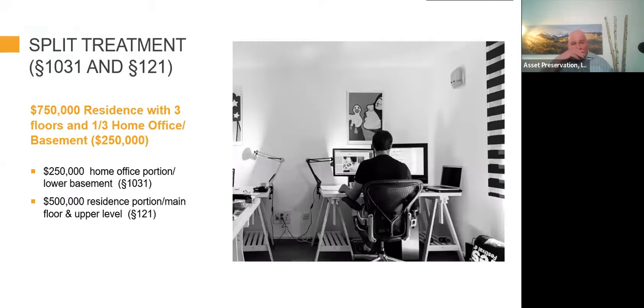Now, the next example would be, what if somebody has a $750,000 house, their entire basement is a home office, and then they live in their main floor and their upper floor. In fact, I'm speaking to you from my basement. This is a bedroom that I converted into this, and my entire basement is a home office. So this is exactly my scenario. 1/3 of it is held for investment or used in a business, 1031, and then 2/3 of it is 121.